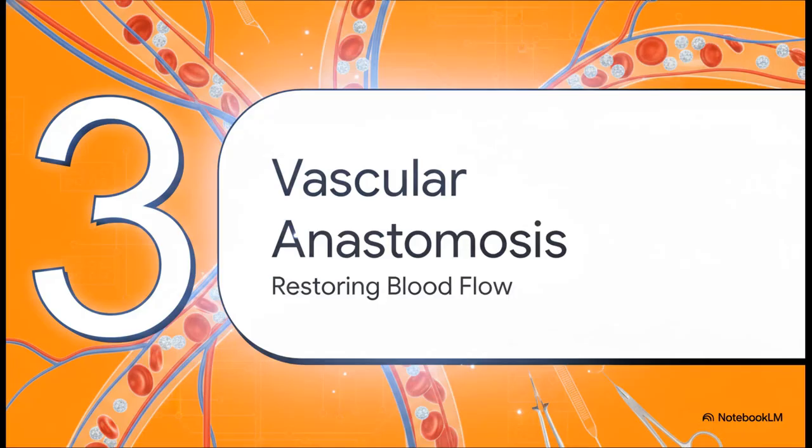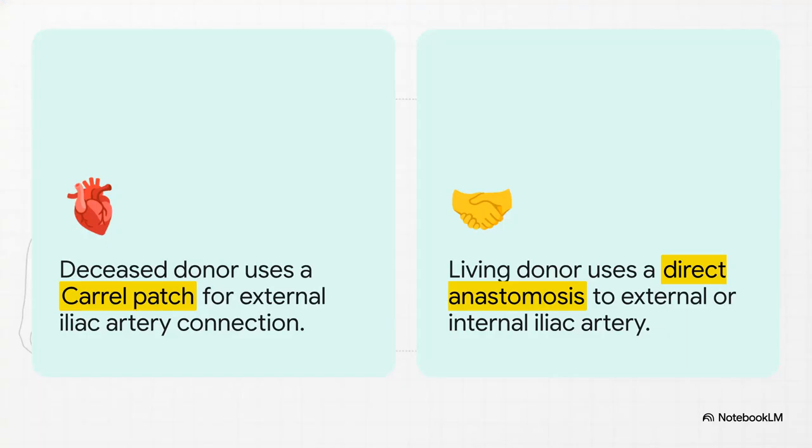That brings us to Phase 2, vascular anastomosis, or reestablishing blood flow. Getting this arterial blood supply right is absolutely paramount. And it's fascinating because the surgical technique actually shifts depending on where the organ came from. Let's look at this comparison. If the kidney is from a deceased donor, surgeons use what's called a Carrel patch. Basically, this is a small piece of the donor's aorta right around the origin of the renal artery. They use this patch to make an end-to-side connection to the recipient's external iliac artery.